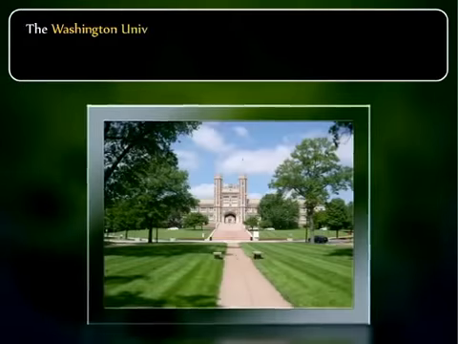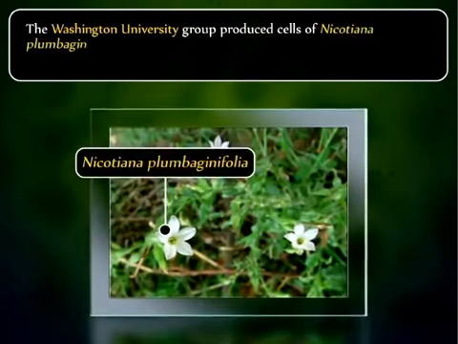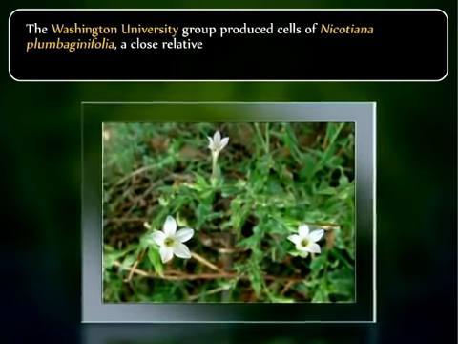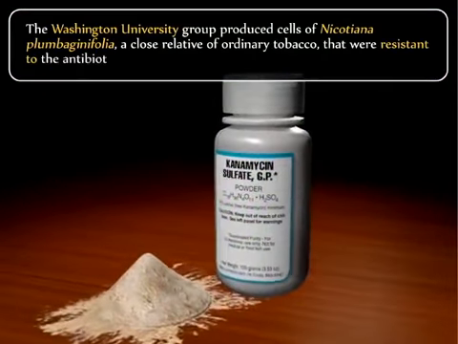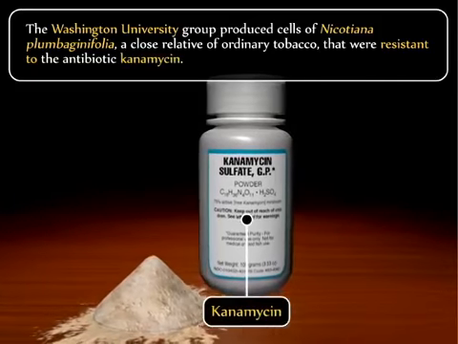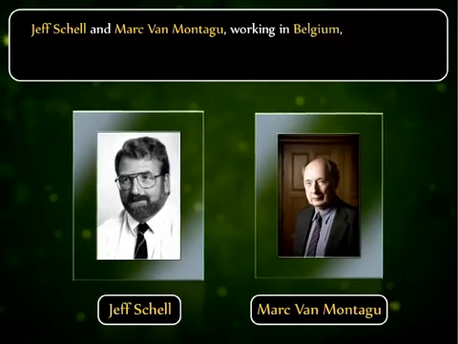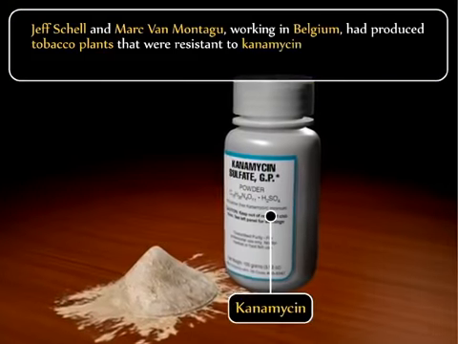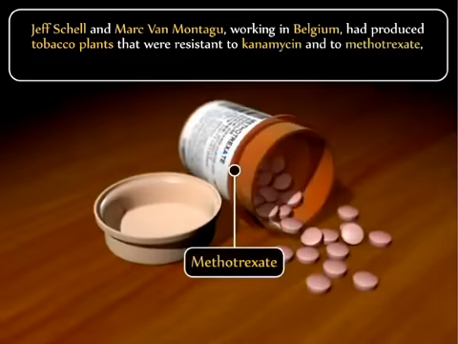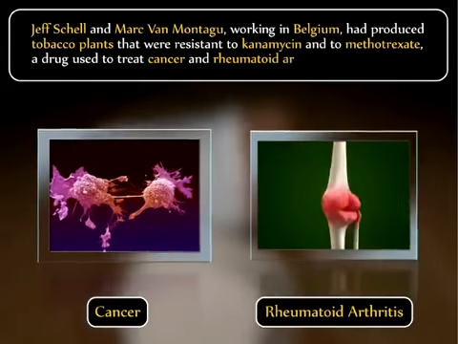The Washington University group produced cells of Nicotiana plumbaginifolia, a close relative of ordinary tobacco, that were resistant to the antibiotic kanamycin. Jeff Schell and Marc Van Montagu, working in Belgium, had produced tobacco plants that were resistant to kanamycin and to methotrexate, a drug used to treat cancer and rheumatoid arthritis.